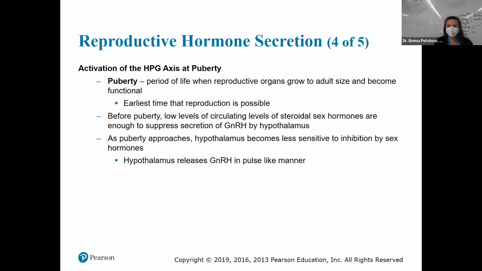Before puberty, low levels of circulating steroid hormones are enough to suppress that GnRH release. But as puberty approaches, the hypothalamus becomes less sensitive to inhibition by sex hormones. And you could almost think about it as like a pulse that gets stronger and stronger from the hypothalamus with that GnRH release.